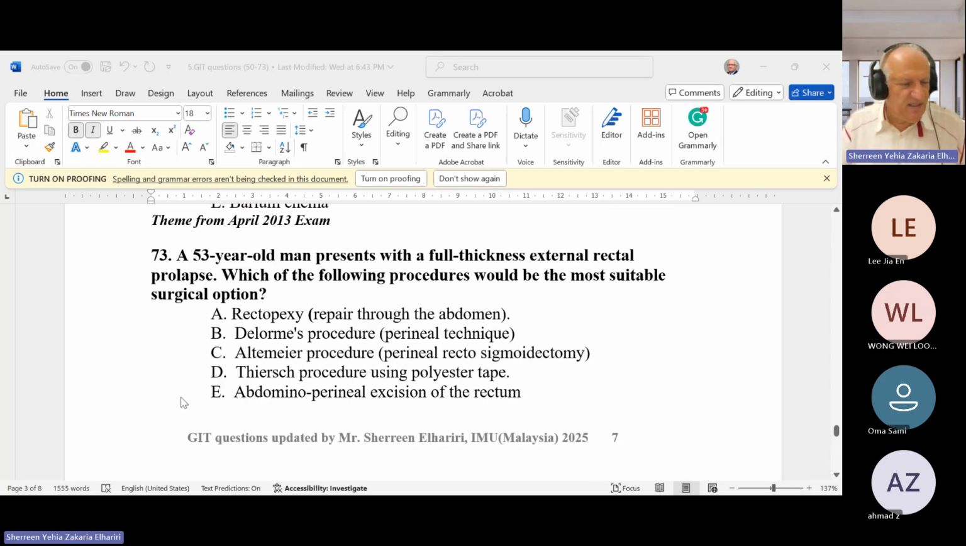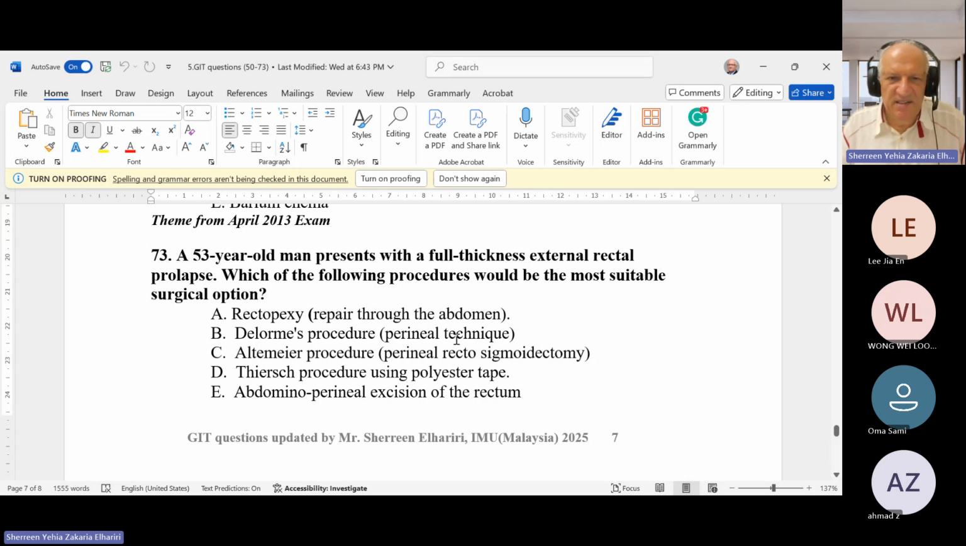Last question. I just wrote some explanation because this term is not common. A 53-year-old man presents with full-thickness external rectal prolapse. So the patient has rectal prolapse. Which of the following procedures is the most suitable surgical option? They wrote rectopexy, and some funny names like Delorme, Altemeier, Thiersch, abdominoperineal excision. I just put explanations: rectopexy is repair through the abdomen with fixation by mesh.